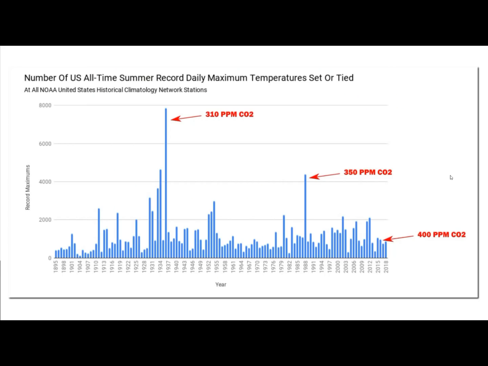I annotated this graph of U.S. all-time summer record daily maximum temperatures with CO2 levels. You see that 1936 was the peak year for summer record maximum temperatures in the United States, and that a lot of them occurred prior to that. We also had one big year in 1988 when CO2 was 350 parts per million, and that was when James Hansen of NASA gave his testimony to Congress saying we were all doomed. And now that carbon dioxide is up to 400 parts per million, we hardly get any more record summer maximum temperatures. As CO2 has increased, the frequency of very hot days in the United States has decreased sharply.